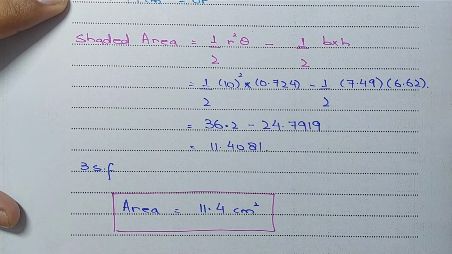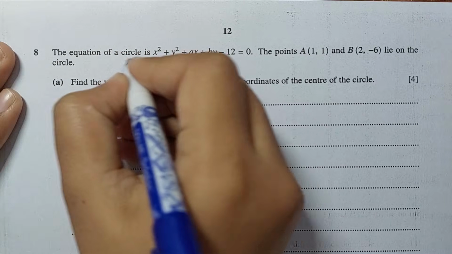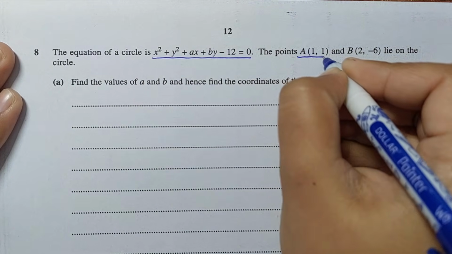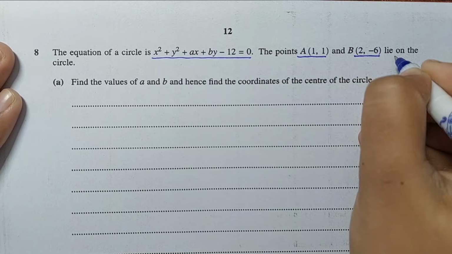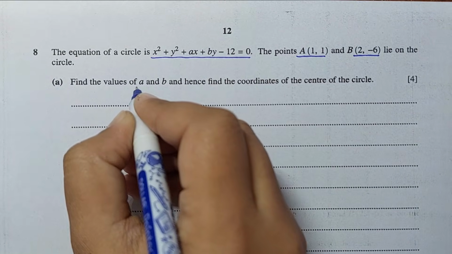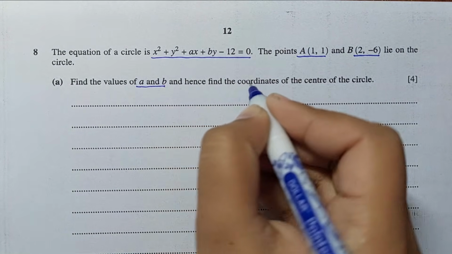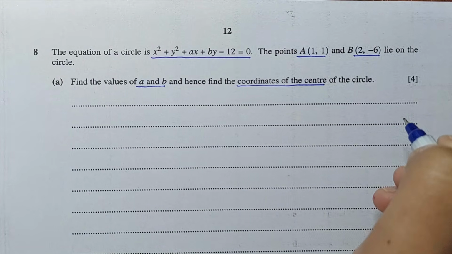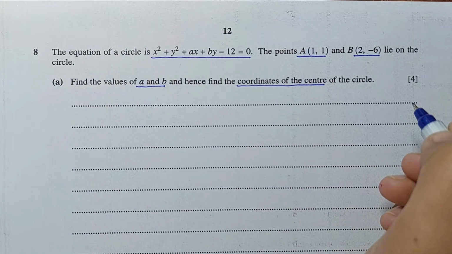All right. Question number 8. The equation of a circle is given to us. The points A (1, 1) and B (2, negative 6) lie on the circle. If the point lies on the circle, it must satisfy the equation, right? Part A, find the values of a and b and hence find the coordinates of the center of the circle. Just the center of the circle, not the radius, okay?